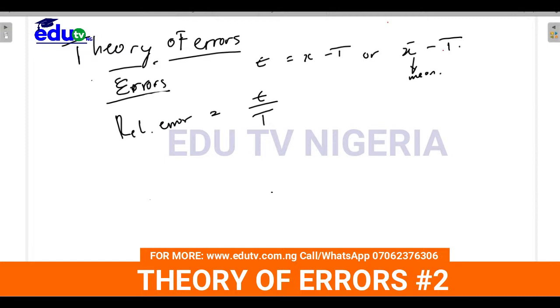And relative accuracy. Now remember we talked about accuracy: the closeness of individual measurements to the true value. So you can think about it and say relative accuracy will be x over t, or x bar over t. Remember we mentioned that relative accuracy can also be the closeness of the mean to the true value.